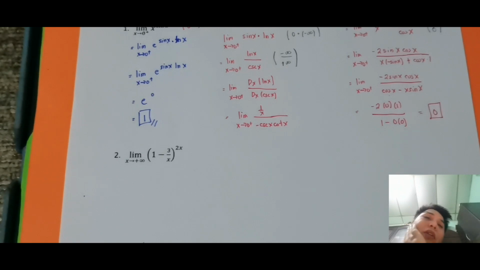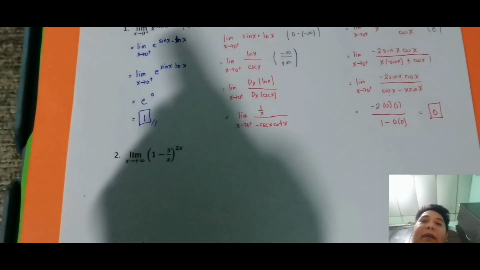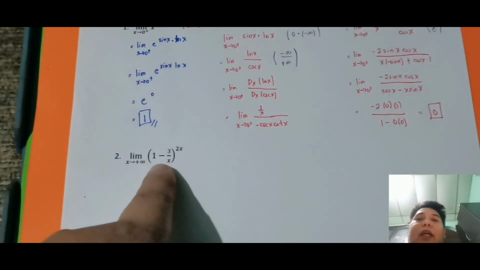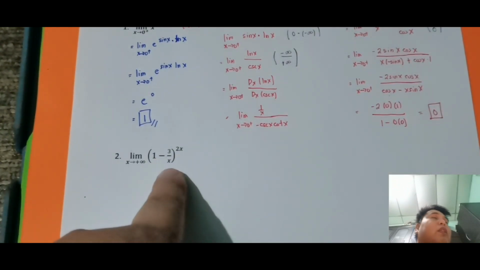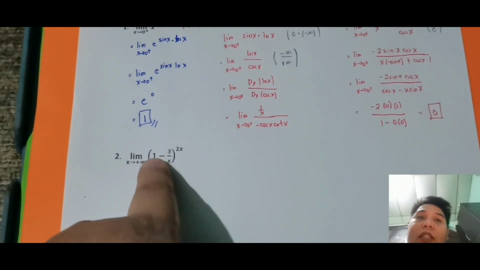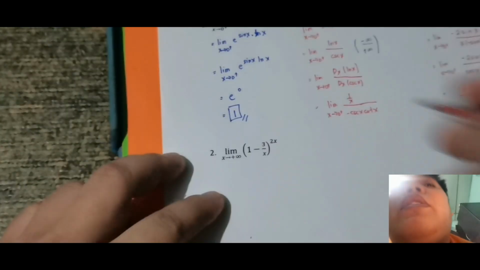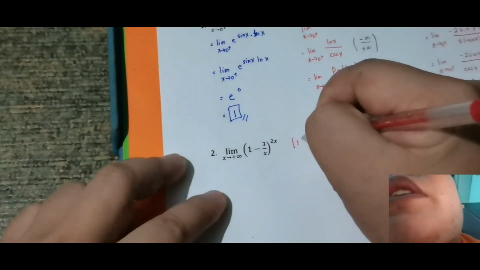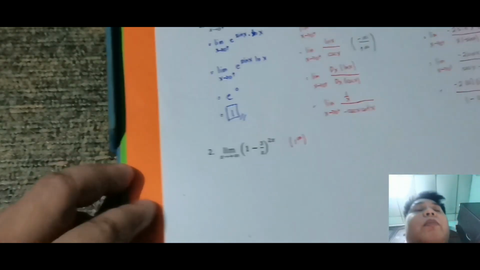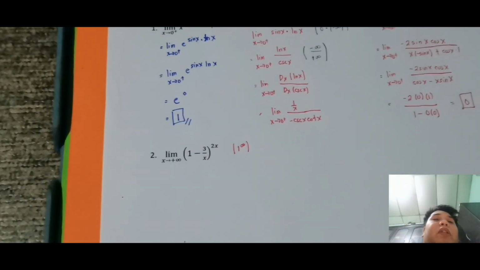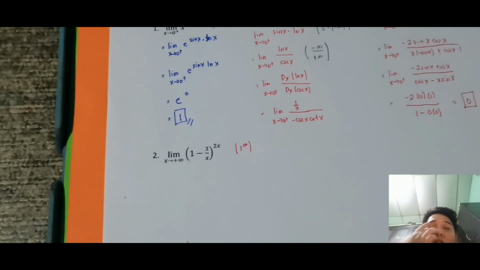So, basically, paano siya? No, so since positive infinity, 1 minus 3 over infinity, what is 3 over infinity? That is 0. So basically this is just 1 raised at 2 times infinity, that is still infinity. So this is just 1 raised to infinity. So this is an indeterminate form of 1 raised to infinity. So pasok tayo dyan. So basically ganun ulit gagawin natin, apply natin yung ating rule.